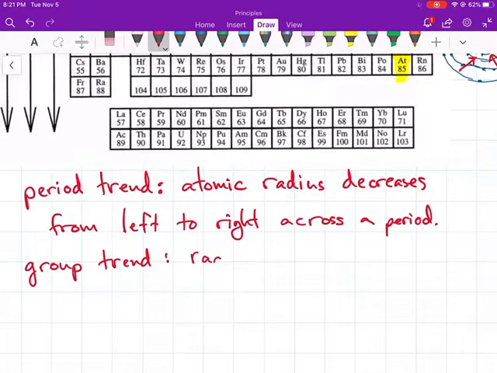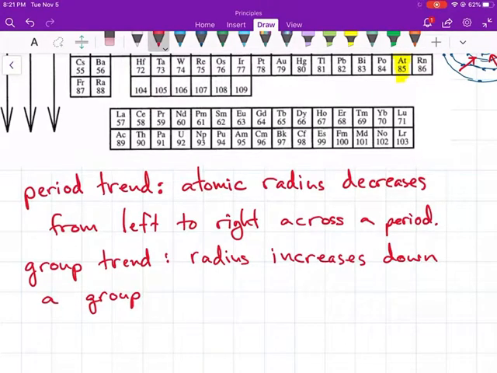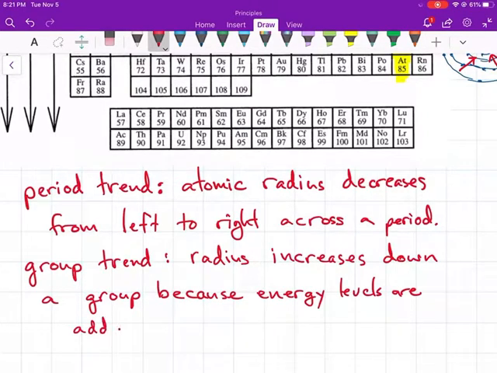So radius increases down a group because energy levels are added. So there are more energy levels in these elements that are at the bottom of each group.